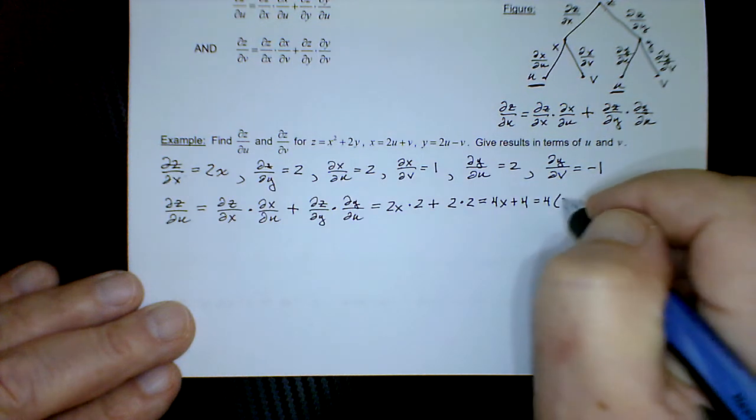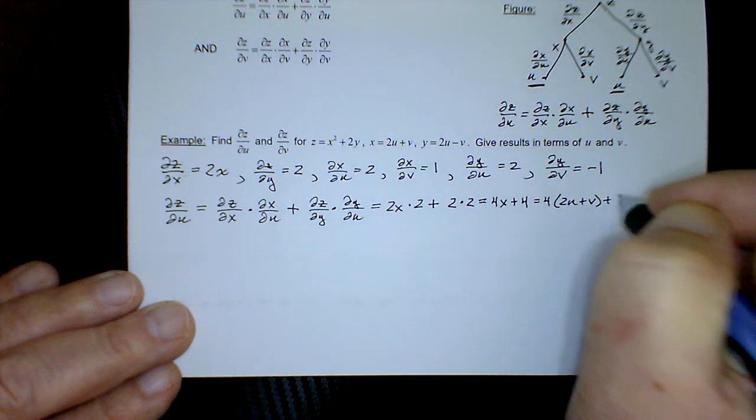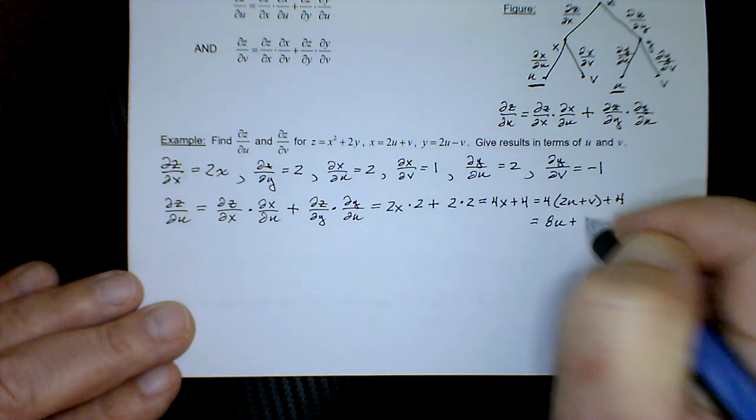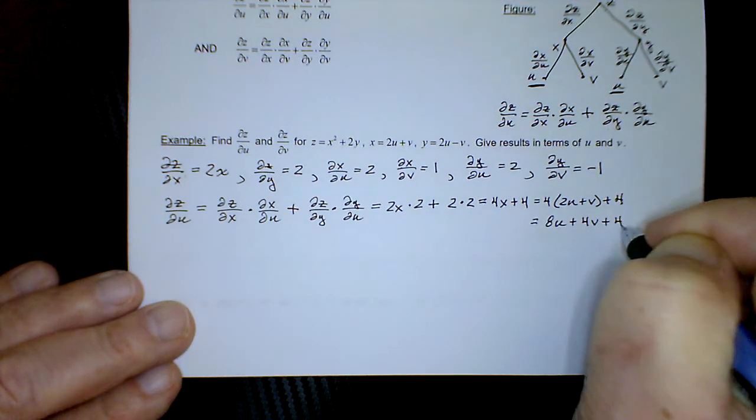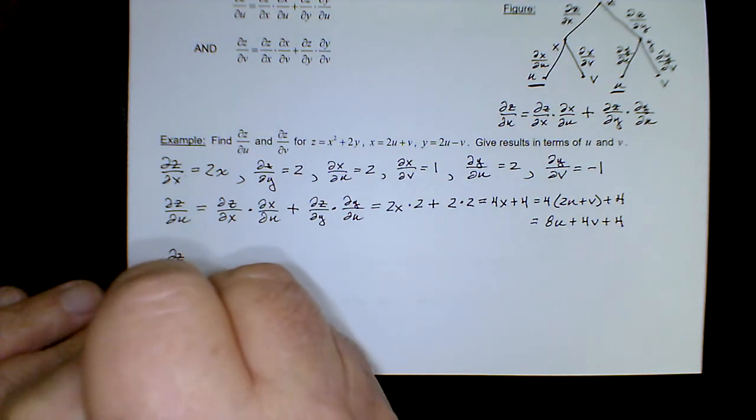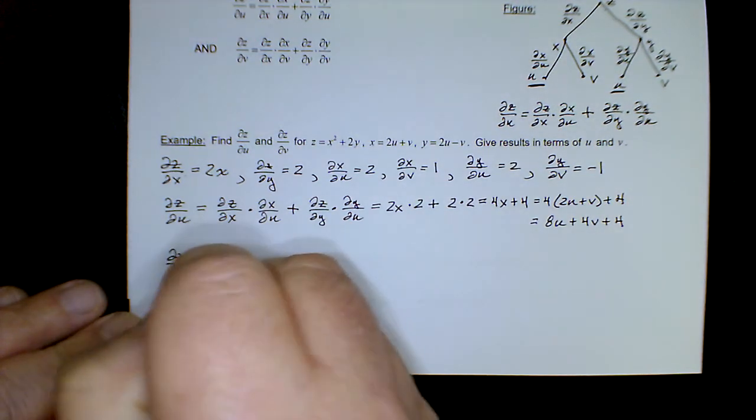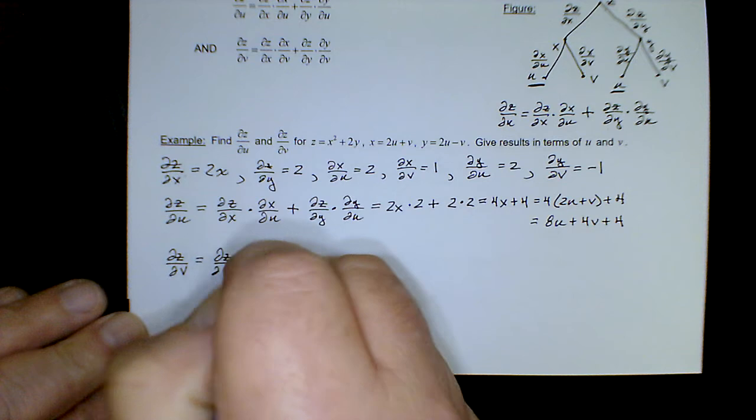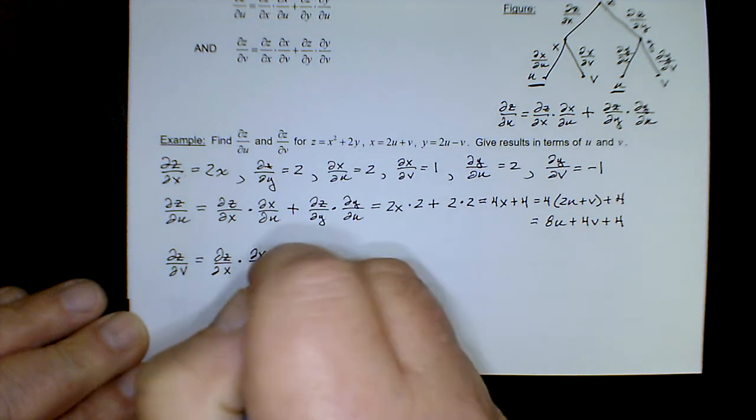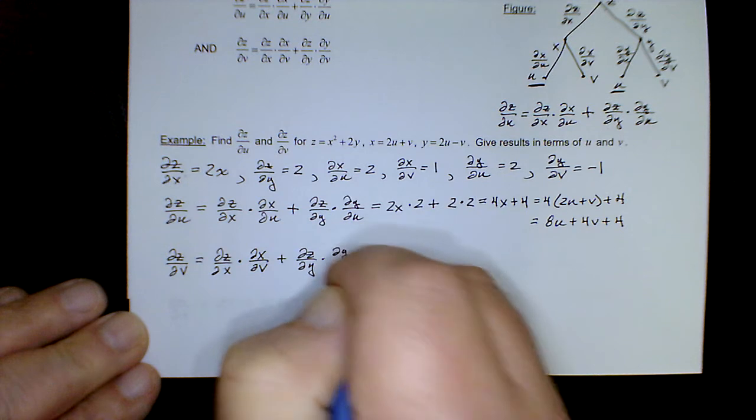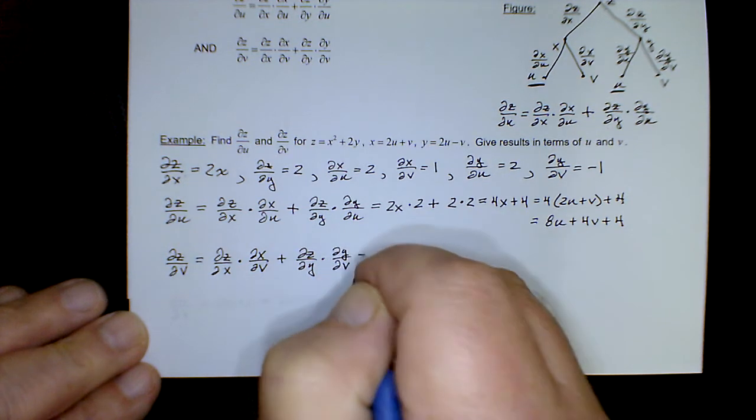So we get 4 times 2u plus v plus 4, and then just distributing, we get 8u plus 4v plus 4. Okay, so then finishing it off, partial of z with respect to v is going to be found in a similar way. Let's write the formula. Partial of z with respect to x times partial of x with respect to v now, plus partial of z with respect to y times the partial of y with respect to, again, v.